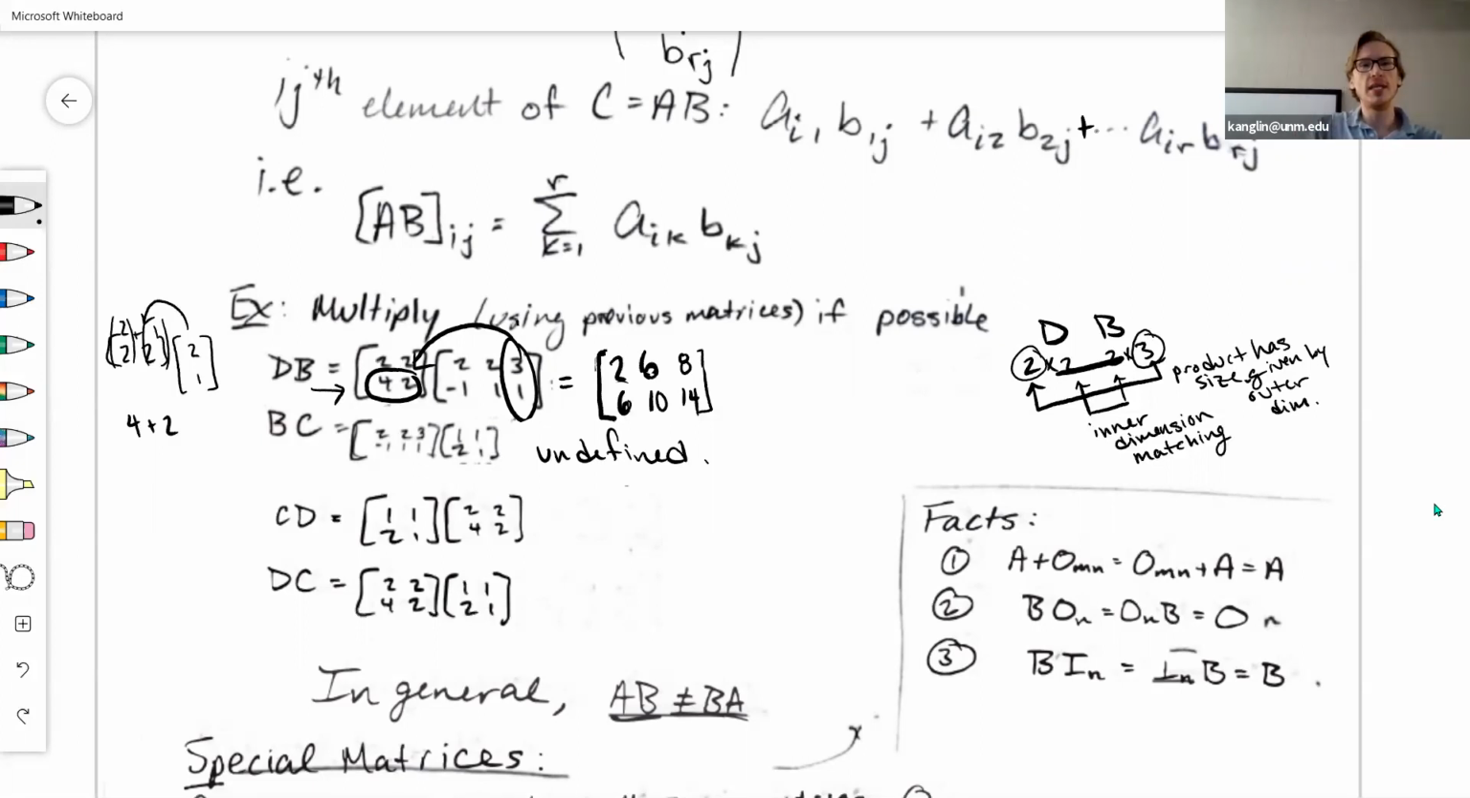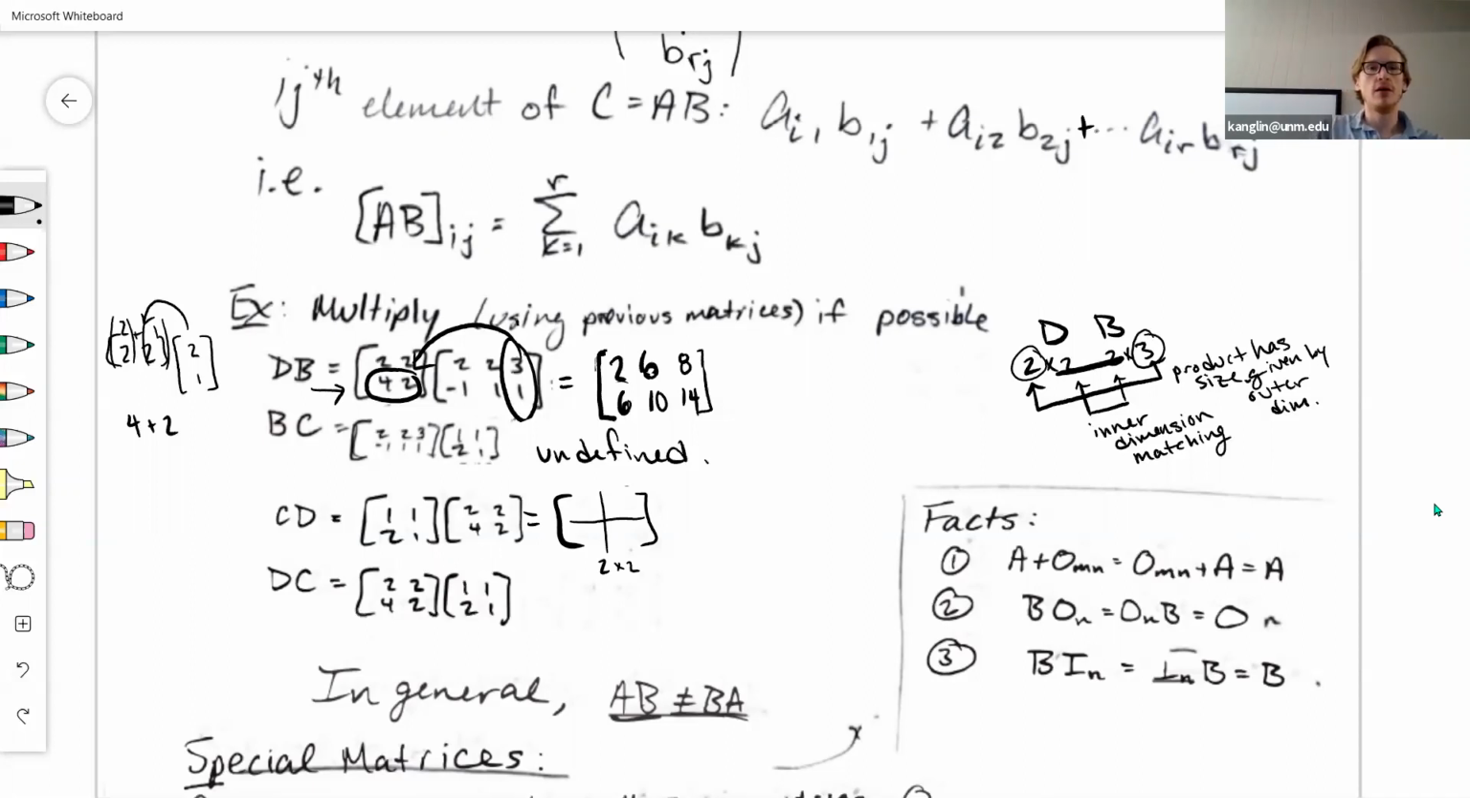What about C times D? This is 2 by 2, 2 by 2. Inner dimensions match, meaning the outer dimensions give the size of the result. 2 by 2. So we have 4 entries to figure out, right? Top left, top right, bottom left, bottom right. So let me figure those out.